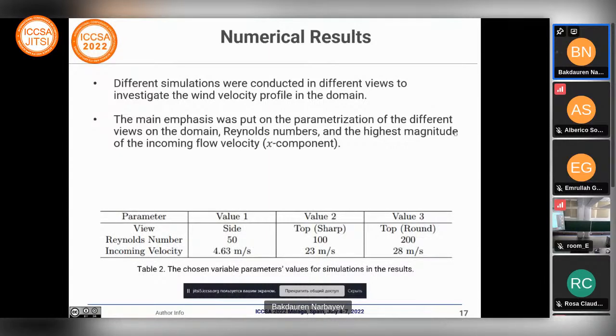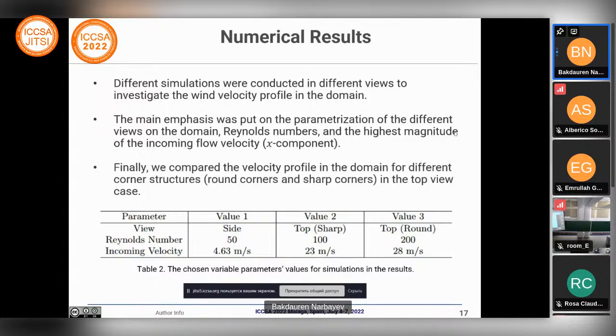We found out that the most plausible values are as follows. For Reynolds numbers, they are 50, 100, and 200. And for wind, the first value is around 5 meters per second. It's the average velocity of the wind in Nur Sultan, and 23 and 28 meters per second are registered velocity values that occurred in our city. Finally, we compared the velocity profile in the domain for different corner structures in the top view case.